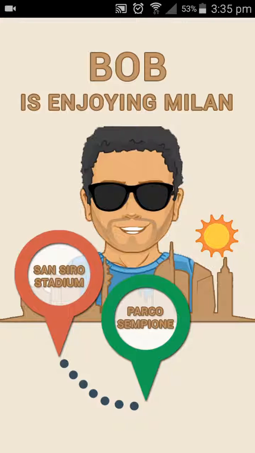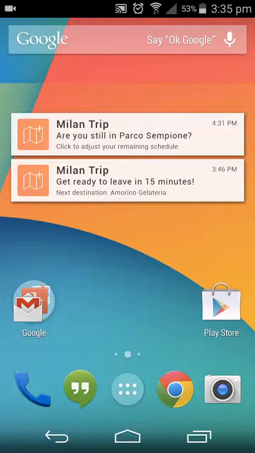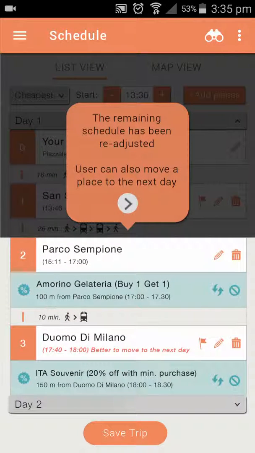However, after taking so many beautiful photos, Bob just realized that it's already 5 p.m. He checks his phone and finds notification from Triplus. The app offers Bob the option to reorganize the remaining schedule in order to keep up with his overstay in the current place. His schedule will then be rearranged automatically if the phone is connected to the network.